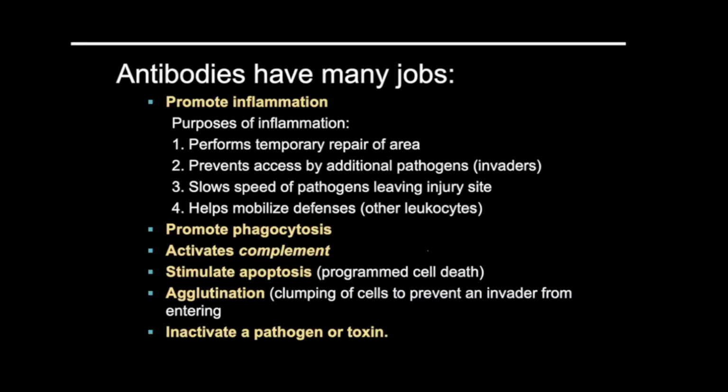They also cause cells to clump together, which is called agglutination. And the clumping of cells prevents any more invaders from coming in. It's kind of like the wall. And they also inactivate pathogens or toxins. So this is just kind of a list of all the things that antibodies do.